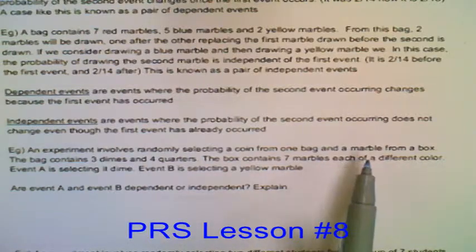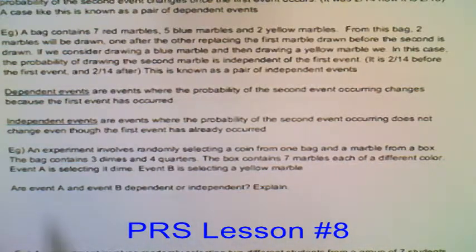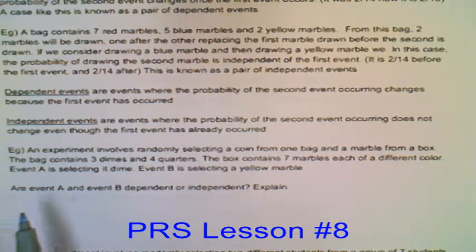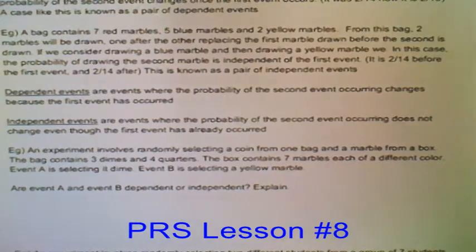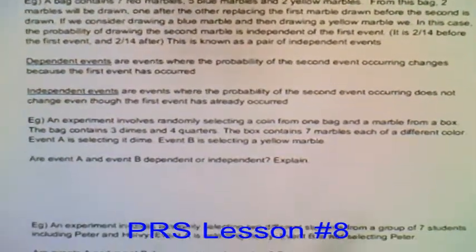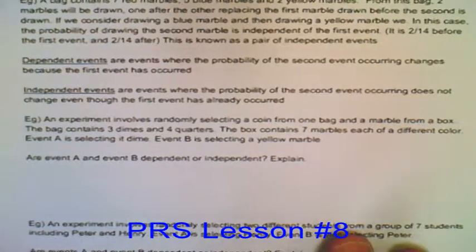If I look at this one here, an experiment involves randomly selecting a coin from one bag and a marble from another box. A bag contains 3 dimes and 4 quarters. The box contains 7 marbles, each of a different color. Event A is selecting the dime. Event B is selecting a yellow marble. Are these dependent or independent?